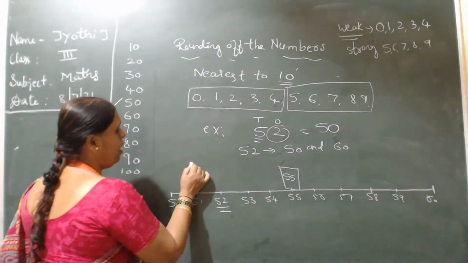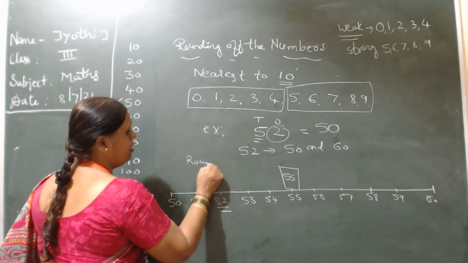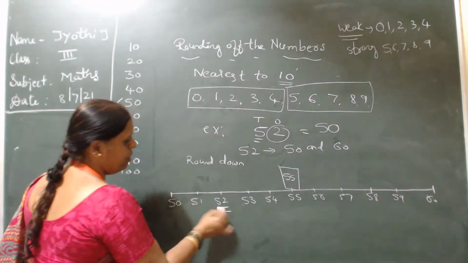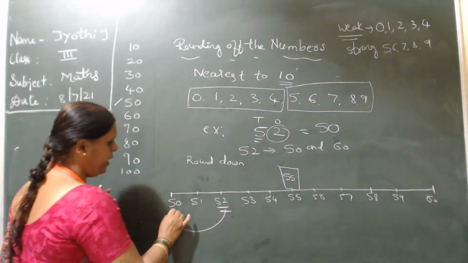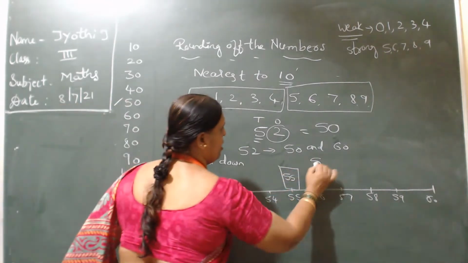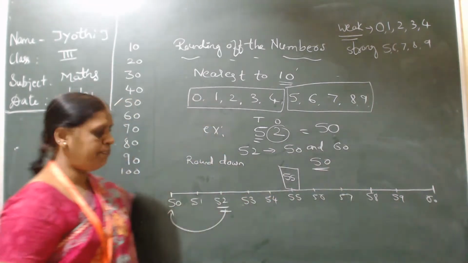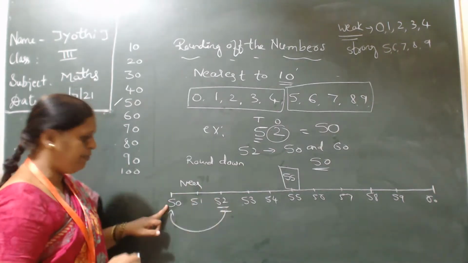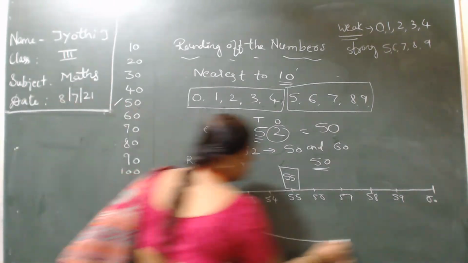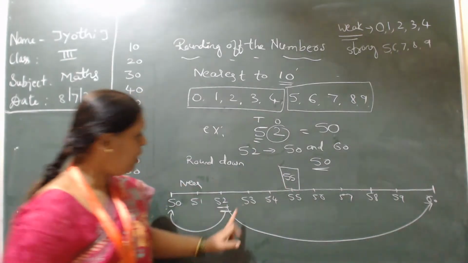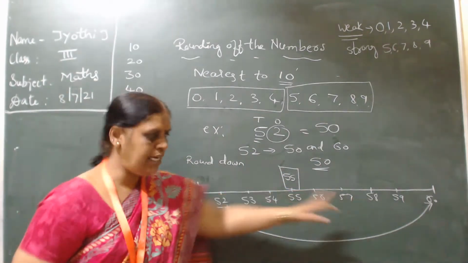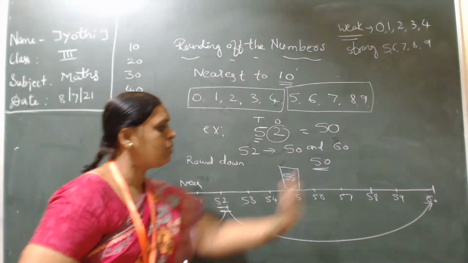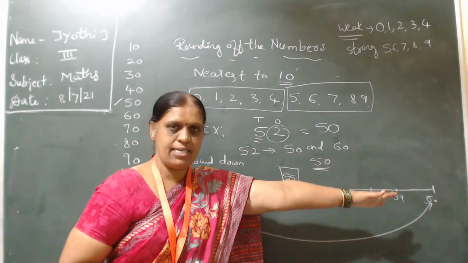So what should we do? It is round down. So 52 will be rounded to the 50. It is rounded to the 50. 52 is near to this number 50. So this gap is small. To reach till 60, the difference is more. So it can't go till that 60 number.